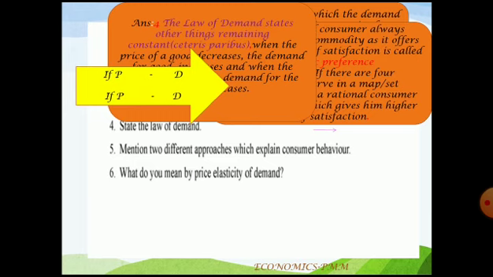If price decreases, the quantity demanded increases. If price falls, demand rises. In the other case, if price rises, demand decreases. Here you can see both are moving in opposite directions. So there is an inverse relationship between the price of the commodity and quantity demanded. Going to the next question.